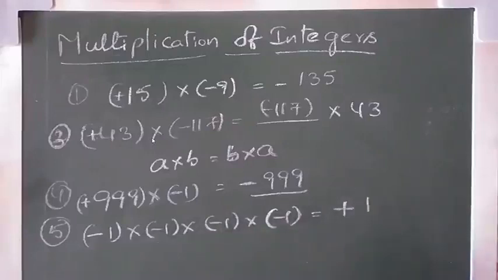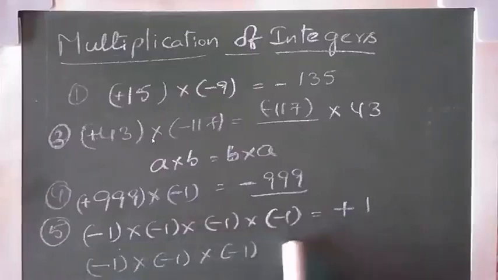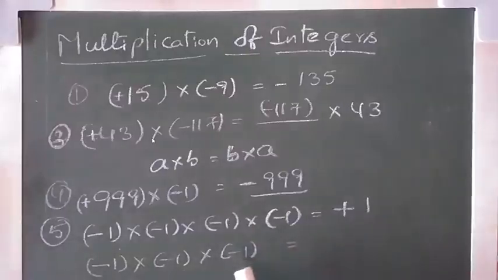Okay. For example, if the multiplication is minus 1 into minus 1 into minus 1, observe here how many ones there are. 3 numbers, which is an odd number. If you multiply an odd number of negative numbers, you have to write a minus sign in front of the answer. It's very easy. So now it is minus 1.